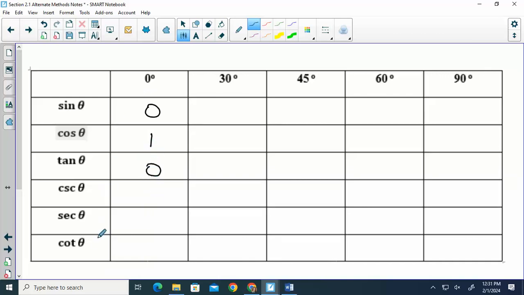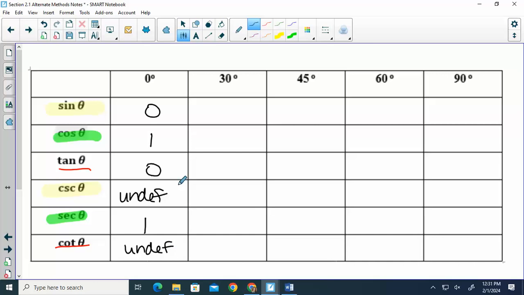And if you have those, how do we get the rest? Reciprocals. So cosecant is the reciprocal of sine. So the reciprocal of 0 is undefined. Okay, cosine and secant are reciprocals. The reciprocal of 1 is 1, and then tangent and cotangent, reciprocal of 0 undefined.